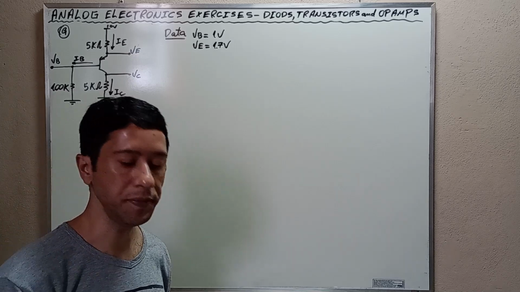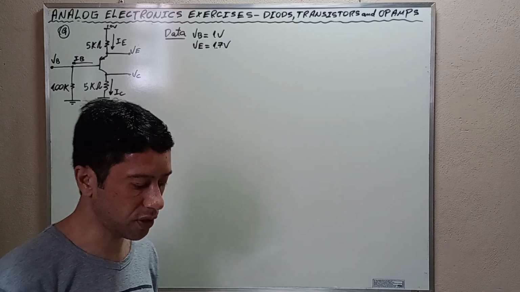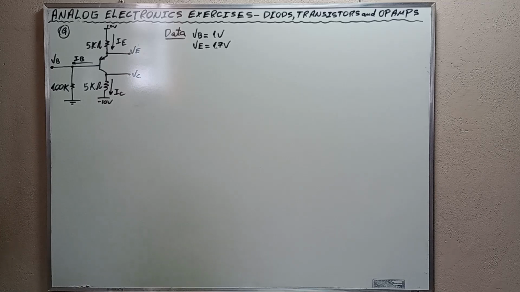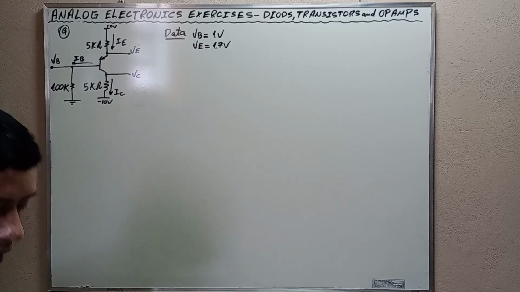Exercise number 9. For the circuit of the figure, determine beta, the values of the current and the voltages VE and VC, and use the data that VB is equal to 1 volt and VE equal to 1.7 volts. Okay, my friends, this is the exercise. Let's go to the solution.